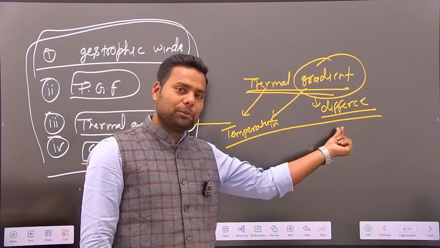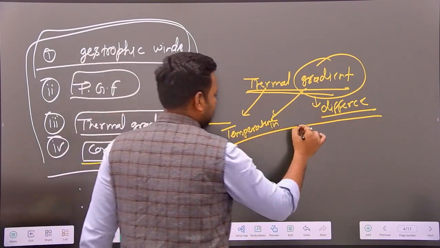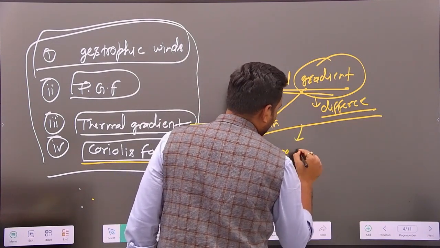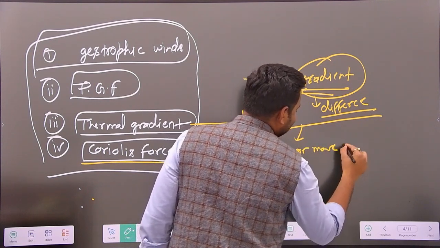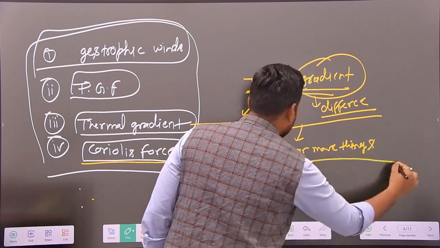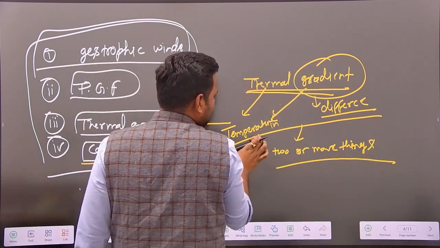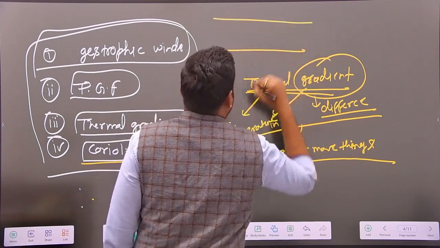Whenever we try to calculate a difference, it is mandatory that two or more things are available. So there is a thermal difference, a temperature difference. Let me give you an example.